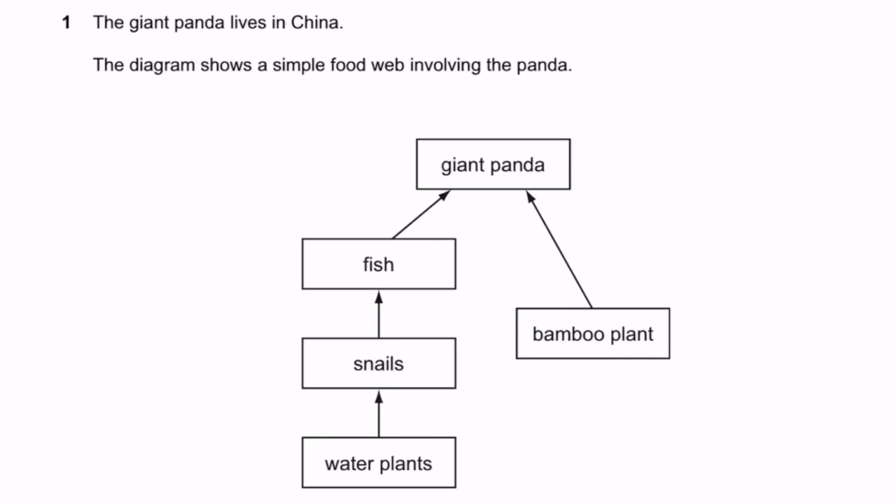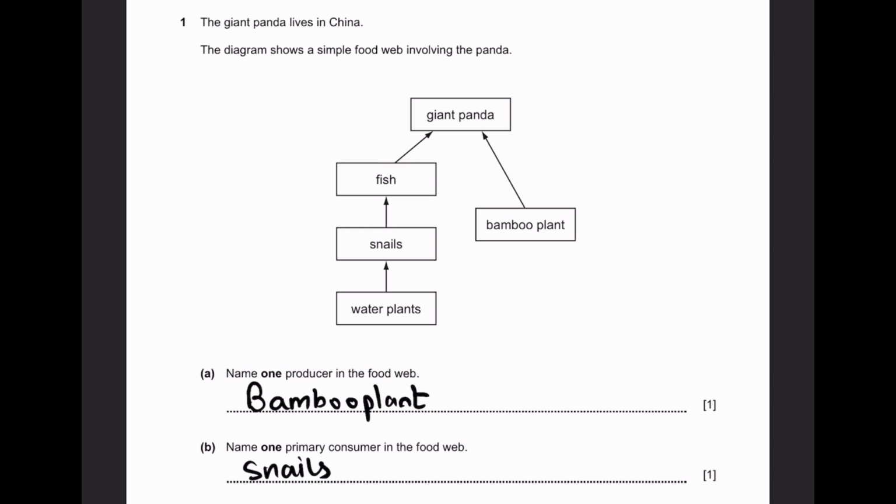Let's start. Question 1. The giant panda lives in China. The diagram shows a simple food web involving the panda. A. Name one producer in the food web. That is a bamboo plant because that is one of the producers, which means one of the starting points of a food chain or food web. You can also write water plants because it's also another starting point.